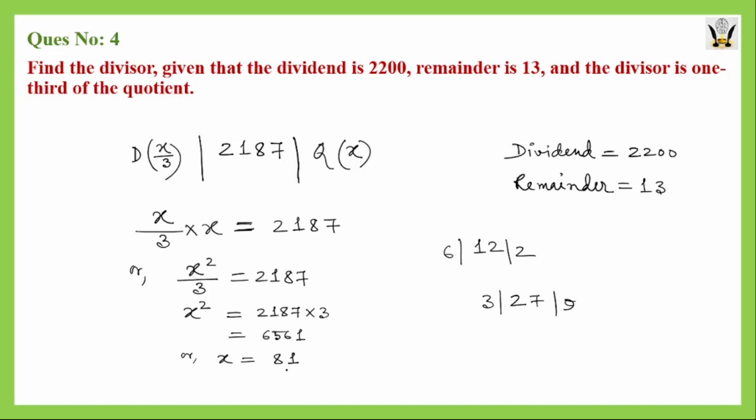So 81, what is it? x was our quotient, but what we need to find is the divisor. And what is the relationship between divisor and quotient? The divisor is 1/3 of the quotient. So the divisor will be 81 divided by 3, which is 27.